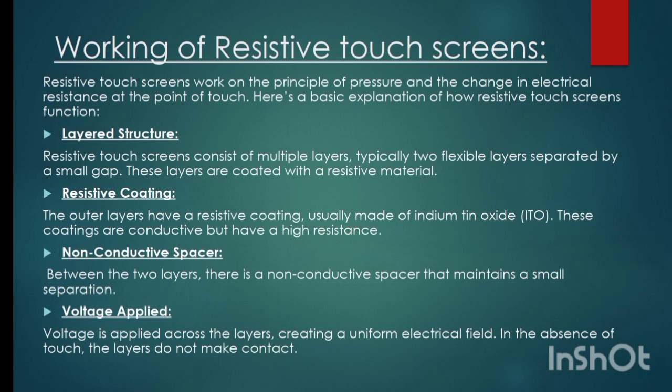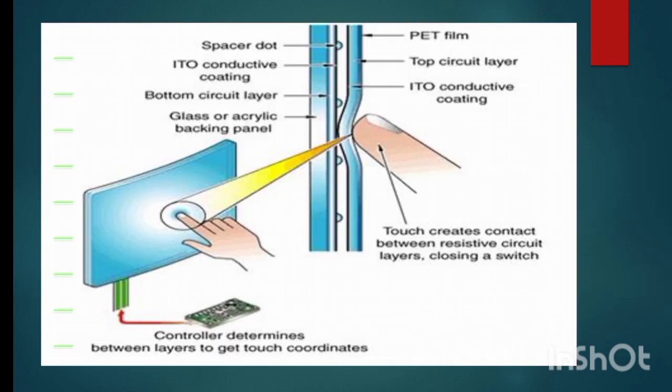Number two, resistive coating. The outer layers have a resistive coating, usually made of indium tin oxide. These coatings are conductive but have a high resistance. Number three, non-conductive spacer. Between the two layers there is a non-conductive spacer that maintains a small separation. Number four, voltage applied. The voltage is applied across the layers, creating a uniform electric field. In the absence of touch, the layers do not make contact. Here you can see that when pressure is applied, the layers come in contact in resistive type touch screens and your touch proceeds.